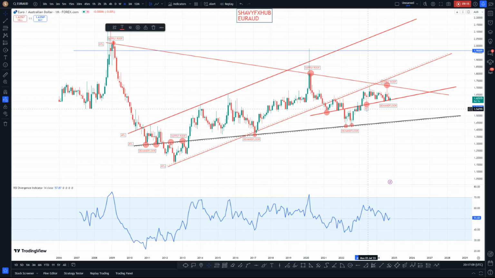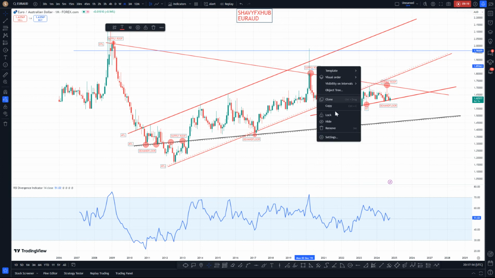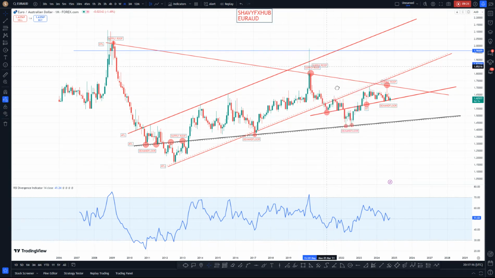We have here an impulse leg after break of structure, break of a supply roof, price came back to retest. And that retest has been something we are facing on three different occasions. Retest one, retest two, retest three. This is a long leg. So go long, Euro AUD, go long. Don't look back, go long, Euro AUD.